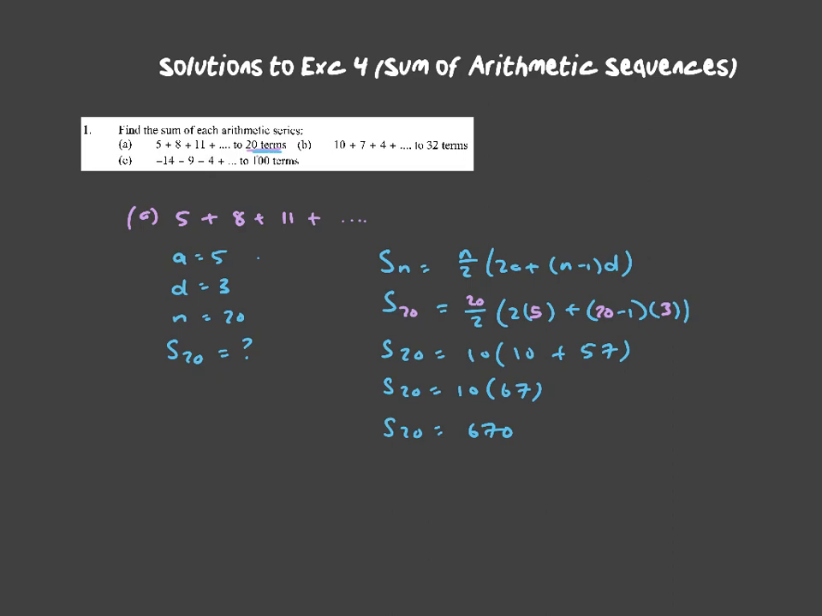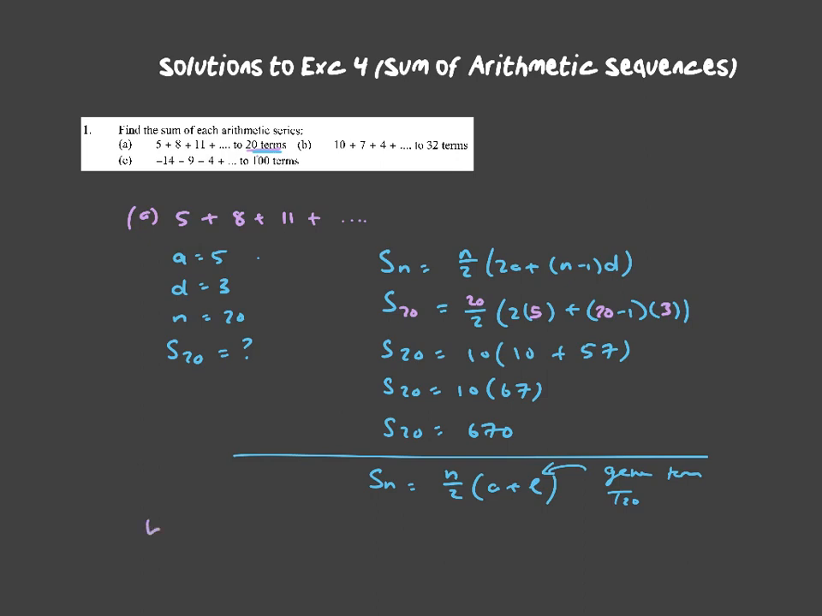If you were hell-bent on using the other formula, n over 2, (a plus l), you just first had to work out the value of the last term. In other words, you first had to work out the general term, and then work out what T20 is, and just substitute that in there. But that's not a big deal. You can still do that.